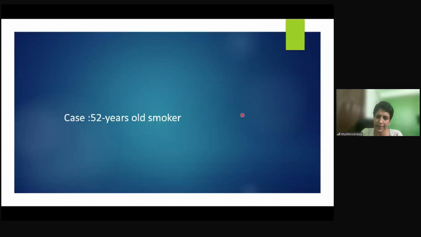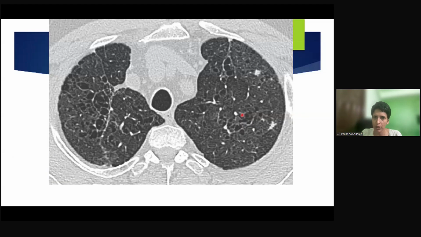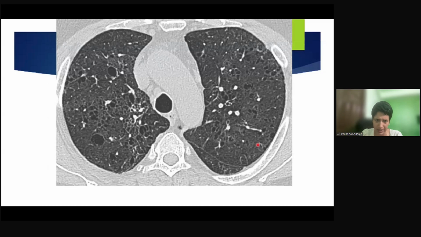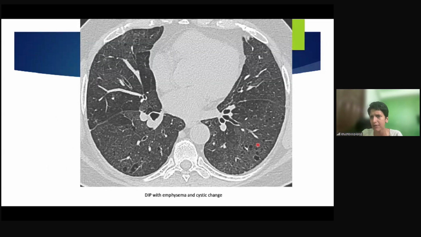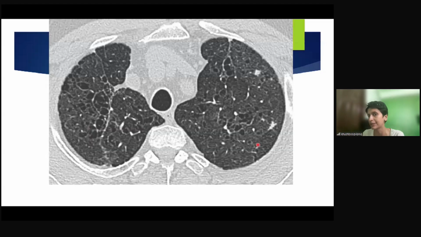Again, a companion case, a 52-year-old smoker. Again, we are seeing some holes all over the lung. We go down, we are still seeing them, and some diffuse, ill-defined ground glass attenuation. So the first question in this case is, are these holes cysts? That's a very important thing that we need to address.